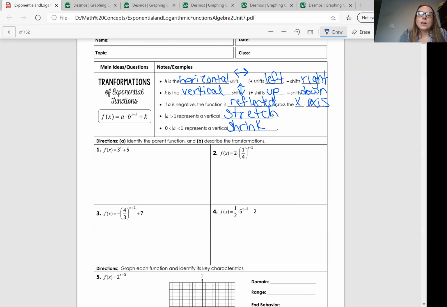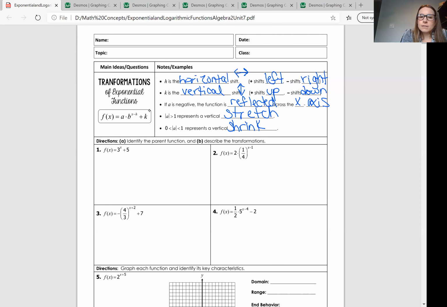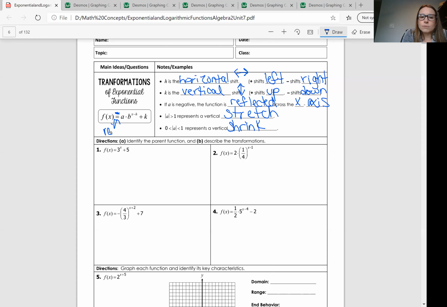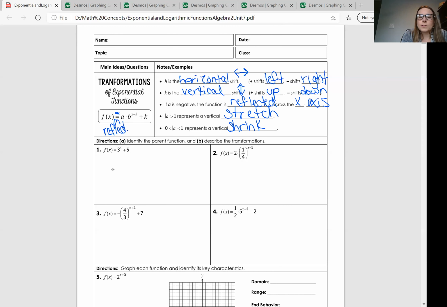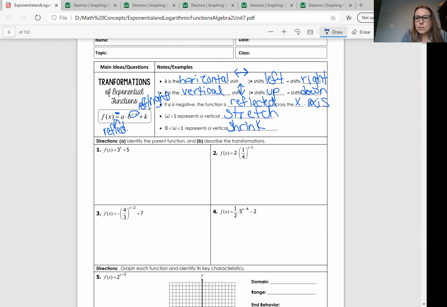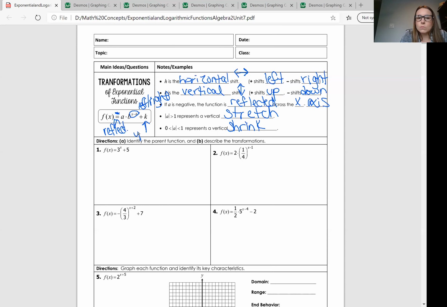Okay, so basically, let me draw this over here, and you may already know this, but I like to do this. If there is a negative in front of that a, that means it's a reflection. If there's a negative in front of the a, that doesn't mean a is negative. a is always going to be positive, but if there is a minus in front of it, that means there's a reflection. Now, this here in the exponent represents whether it's going to go to the left or to the right. Now, after the plus k, that represents whether it's going to move up or down.